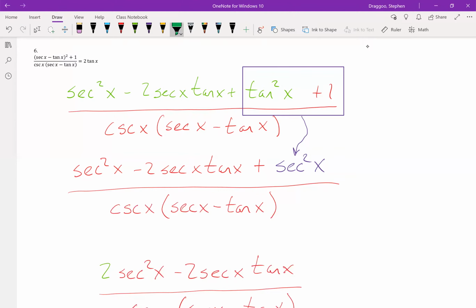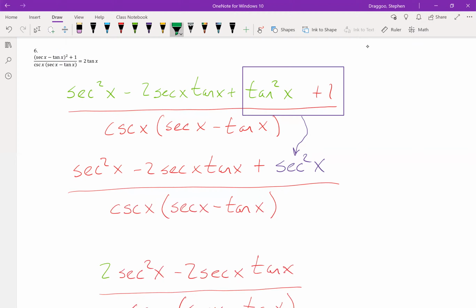And that's everything that we see here in green. Secant squared minus 2 secant tangent plus tangent squared. All of that green bit is just what came from FOILing out secant minus tangent squared. And in the first step, that was all I elected to do.